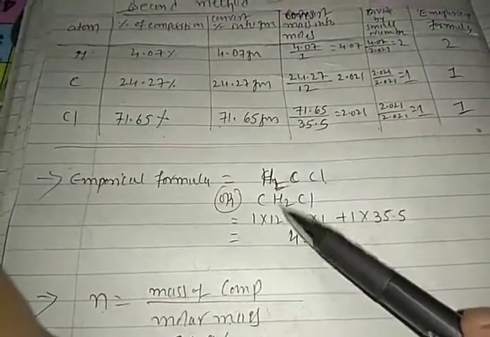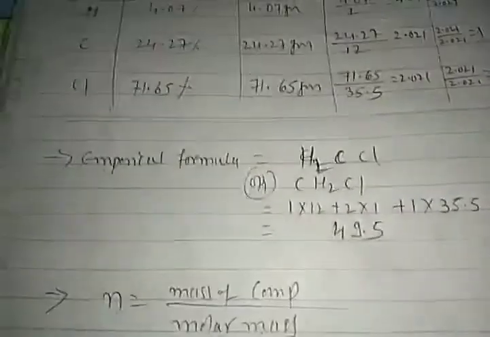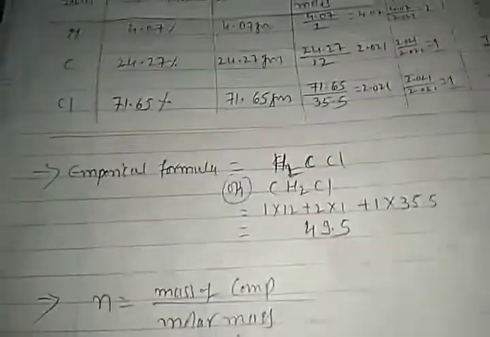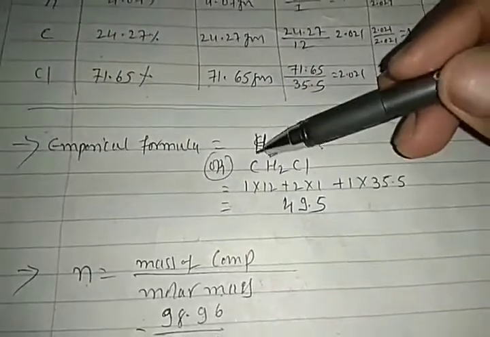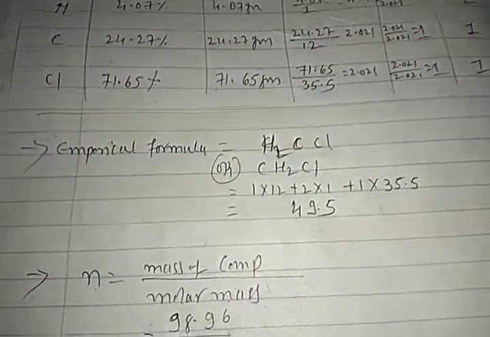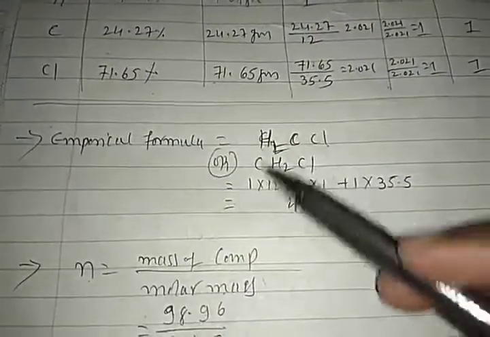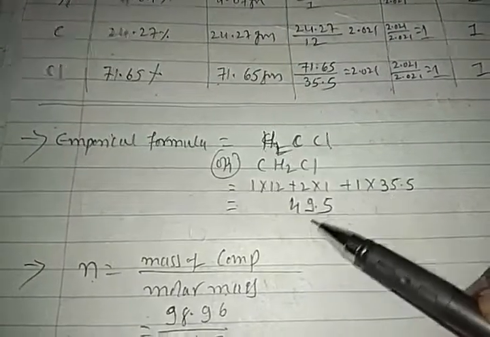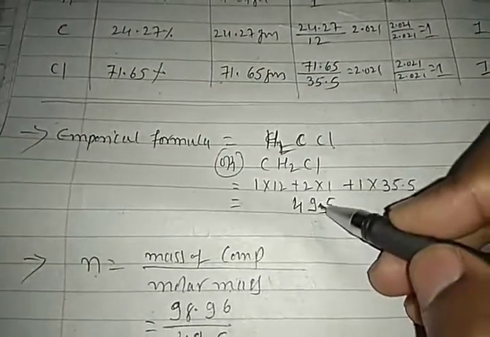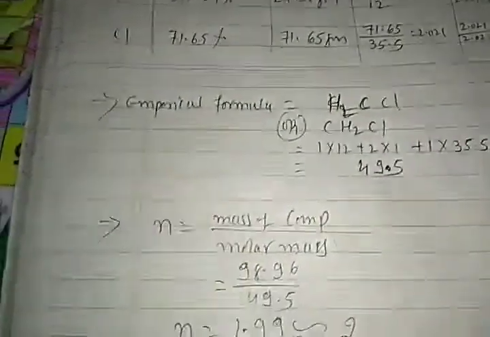So, alright, CH2Cl. Right. Why do we have to write it in this form? Because carbon has the higher valency, so it is always written on the left-hand side. And here we got the empirical mass as 49.5, the empirical formula mass of this compound.